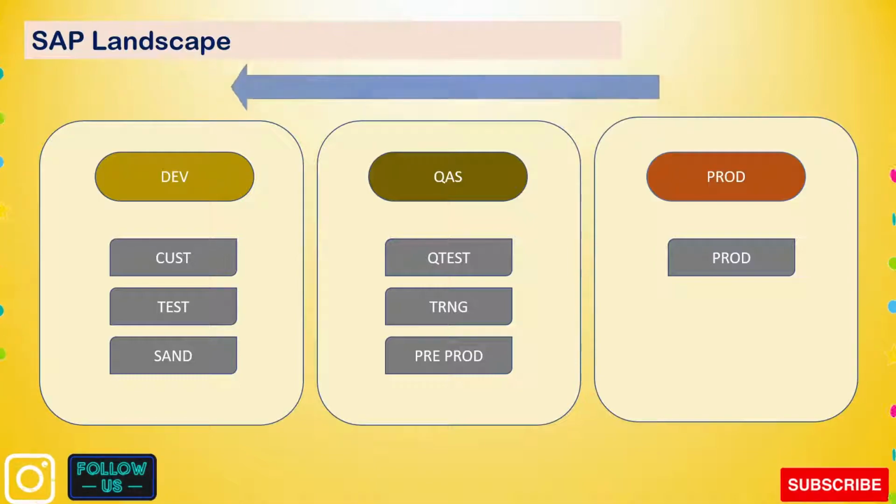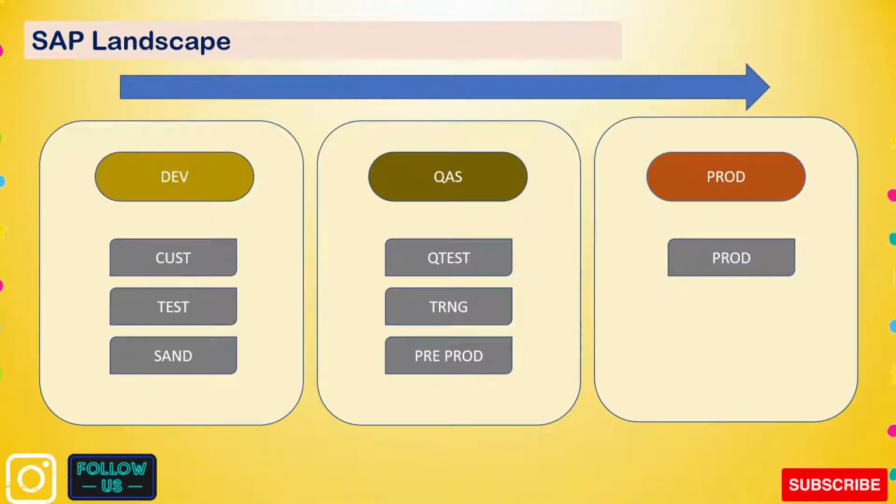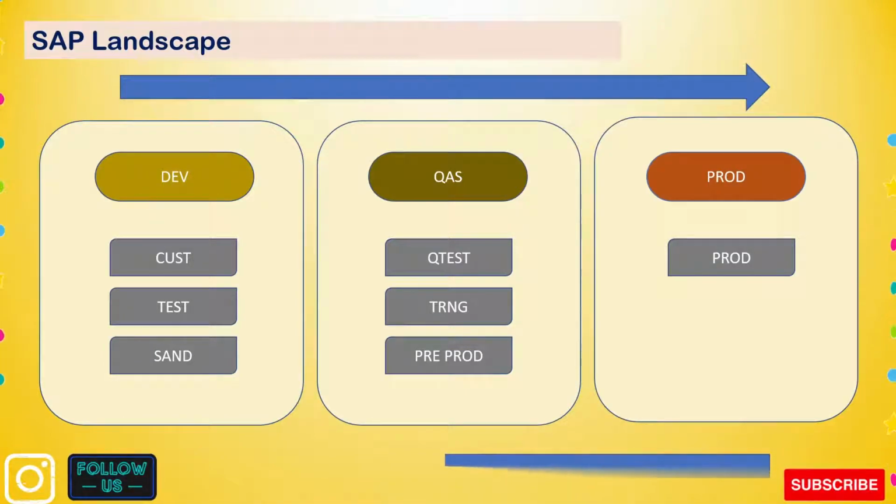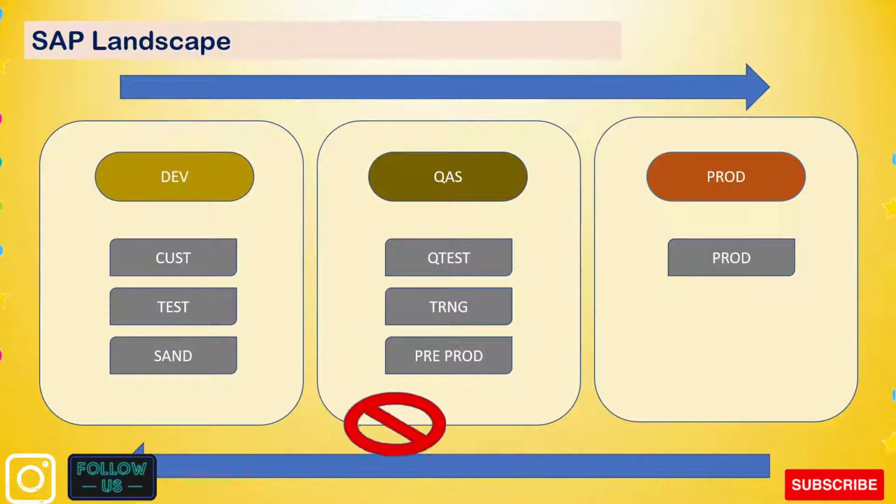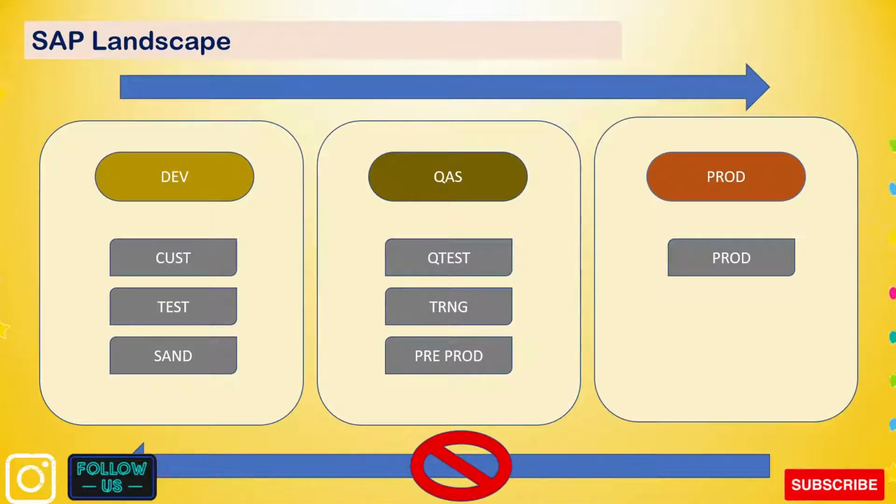With that, I would like to show you some data flow. Data always flows from development to quality to production, and there is no reverse flow from production to quality to development. This is not allowed at all.